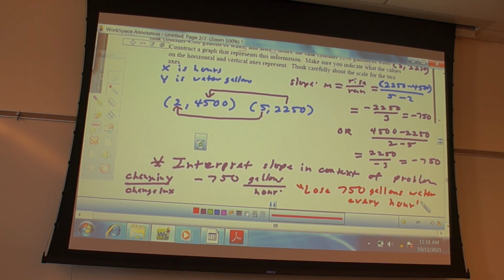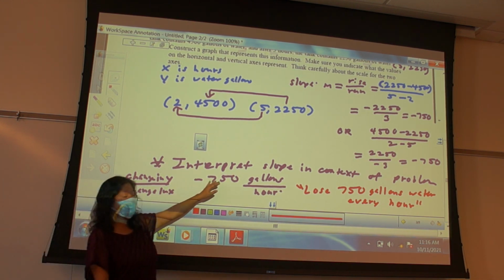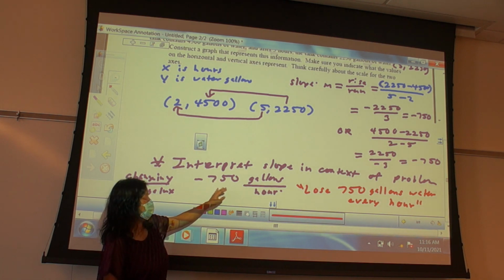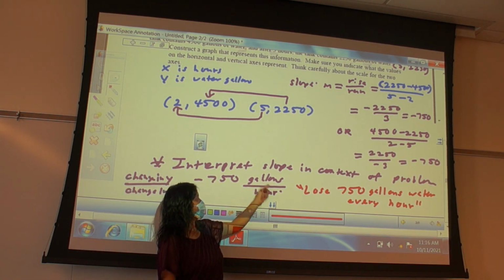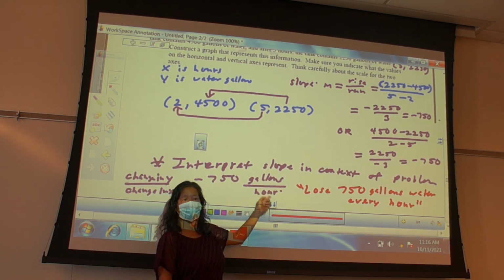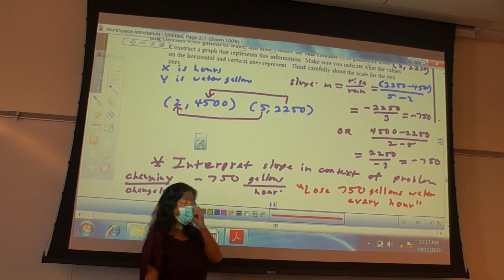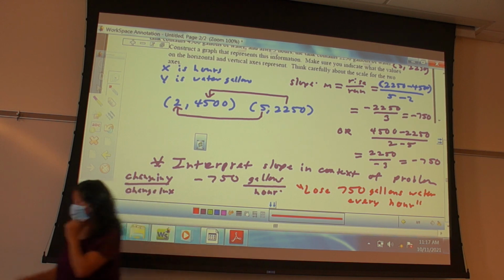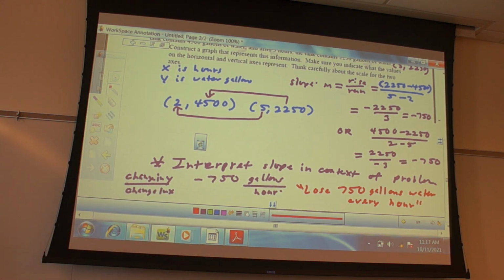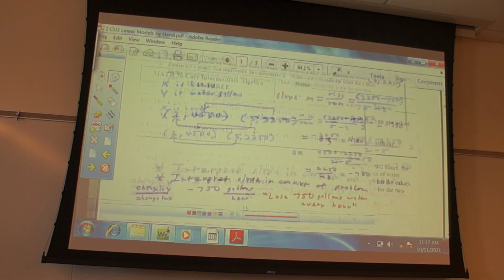When I say interpret on the exam, and I will, that is what you were supposed to say. If it's negative, it means you're losing it. If it's positive, it means you're gaining it. You're gaining what? This, every, that. Okay, so let's take a look. I think that's where we left off.